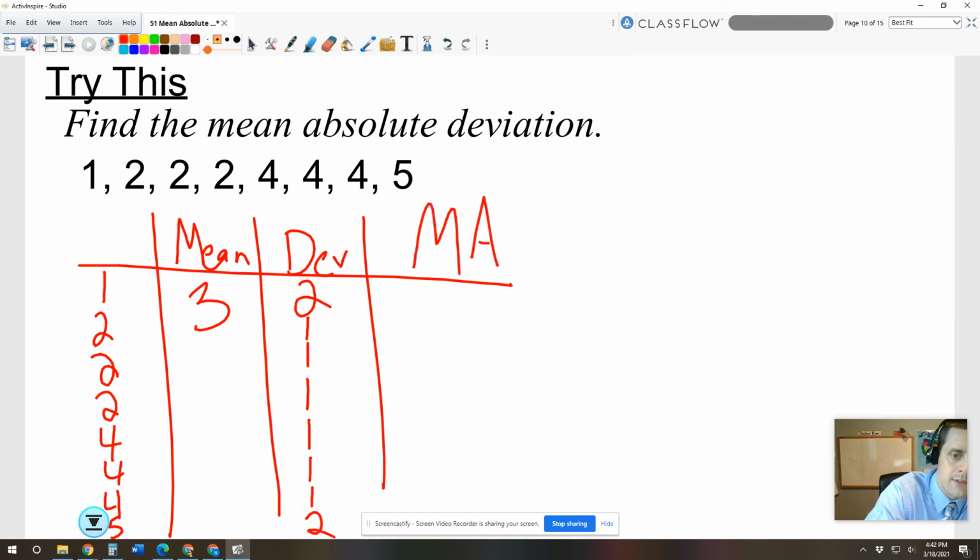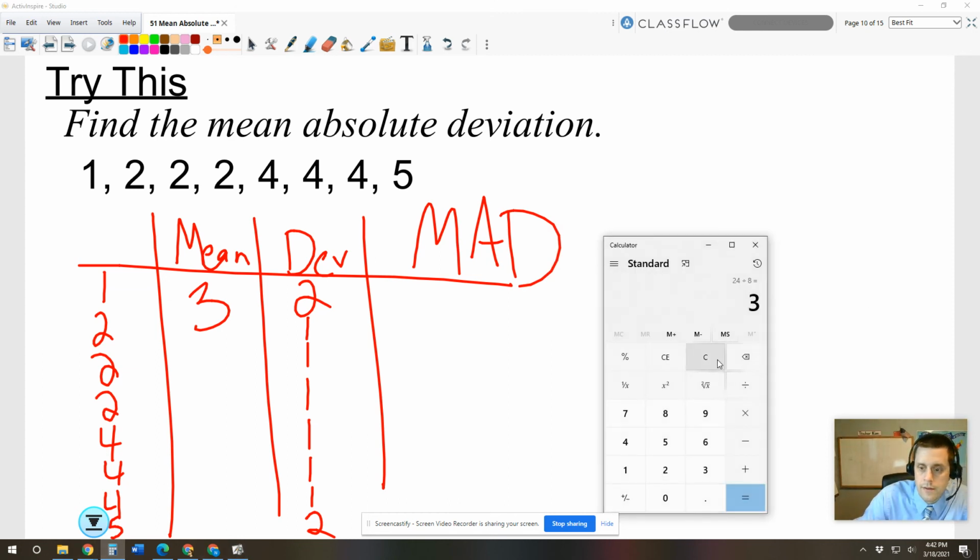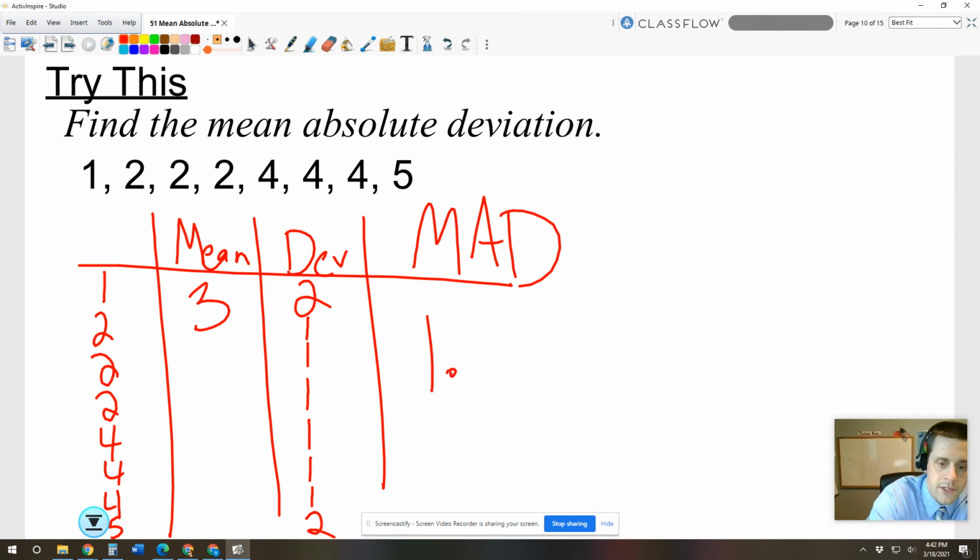Finally, our mean absolute deviation, we're going to sum those digits. 2 plus, what do we got? 6 ones. 6 plus 2 gives me a total sum of 10, divided by 8 numbers in the set. My mean absolute deviation, 1.25.